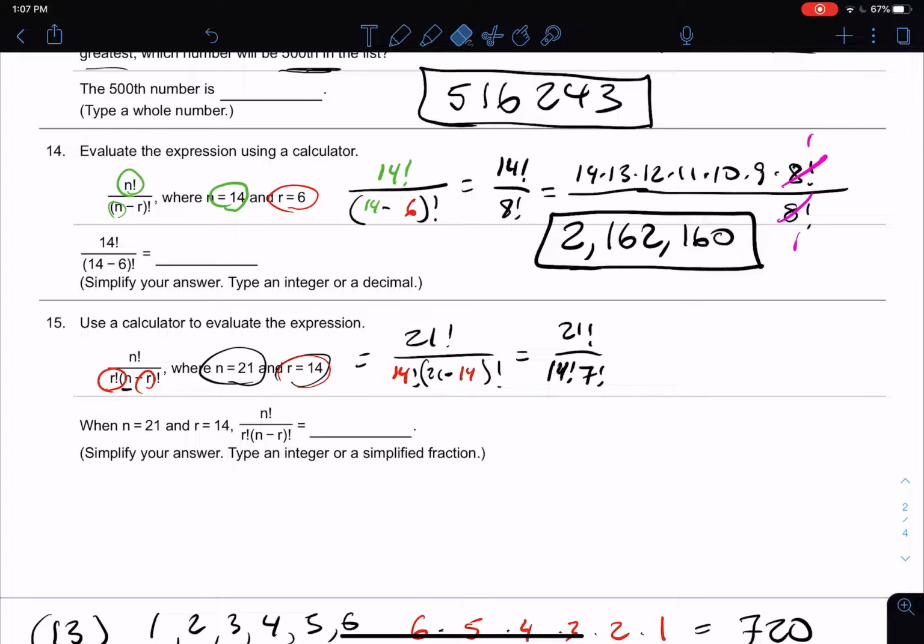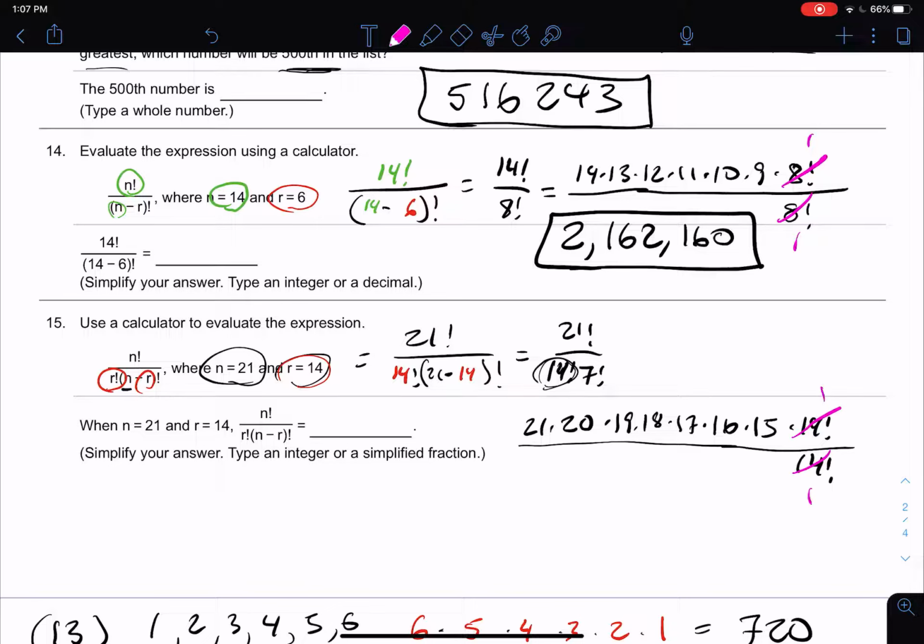Now when I do this problem, I like to line up the larger factorial first. So we've got 21 times 20 times 19, 18, 17, 16, 15, 14 factorial lines up perfectly with my 14 factorial. So that's the first thing I'd like to reduce. Make sure 15, 16, 17, 18, 19, 20, 21. Make sure I count it down correctly. Now, the other thing that I'm missing is the 7 factorial. So that's just 7 times 6, 5, 4, 3, 2, and 1.